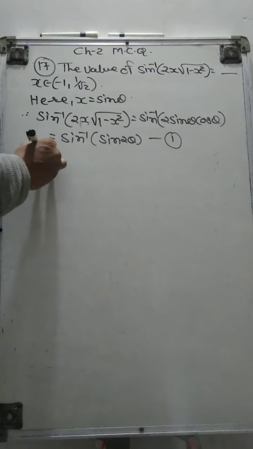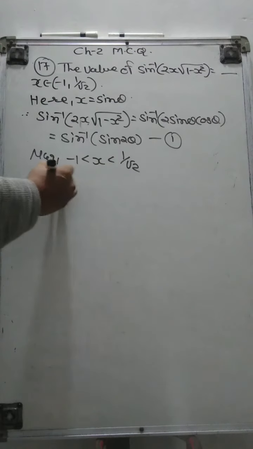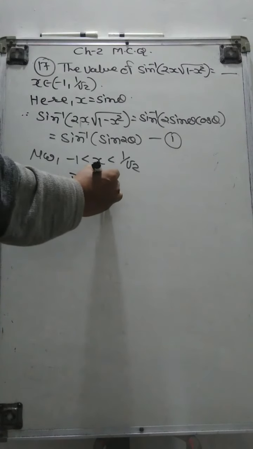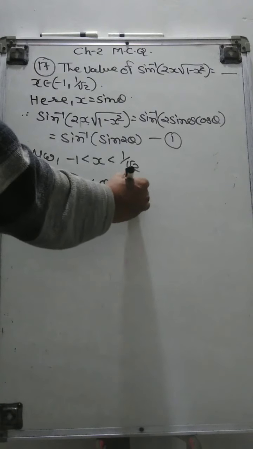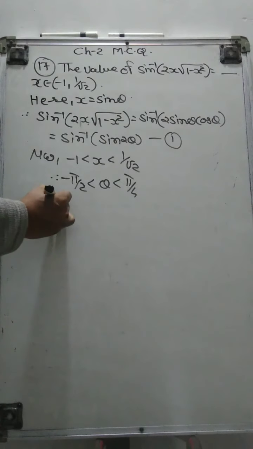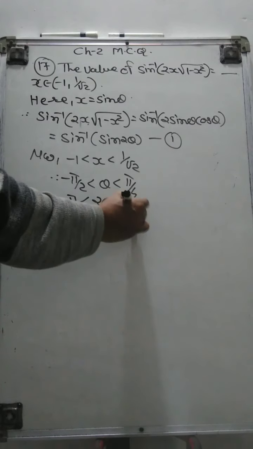Now minus 1 less than or equal to x less than or equal to 1 upon root 2. Therefore, we can say that theta is in between minus pi by 2 and pi by 4, right? Theta is in between minus pi by 2 to pi by 4. Therefore, we want to obtain 2 theta. So we multiply by 2: minus pi less than or equal to 2 theta less than or equal to pi by 2.